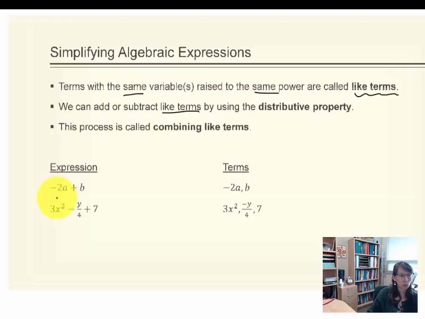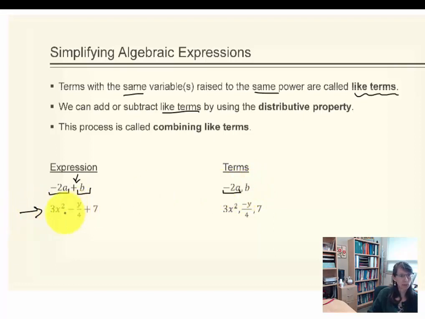So we have an expression here of negative 2a plus b. Notice that the plus sign is going to separate this expression into its individual terms. So one term is the negative 2a, that you can see is written right here, separated with a comma. The other term is positive b. So negative 2a is one term, b is another term.